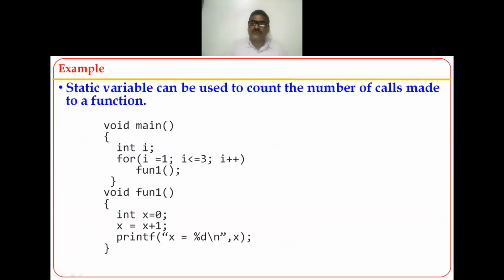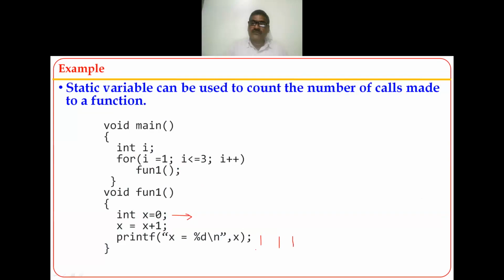the function is called. For example, here you declare int i equal to 1, i less than or equal to 3, i plus plus, fun of 1. We are calling this fun function 3 times in the loop. So we are making int x equal to 0, x equal to x plus 1, printf x. When we call it the first time, x equal to 0, x becomes 1, and it will print 1. When you call this function the second time, x is assigned 0 again, so again it will print 1. And the third time also it will print 1.